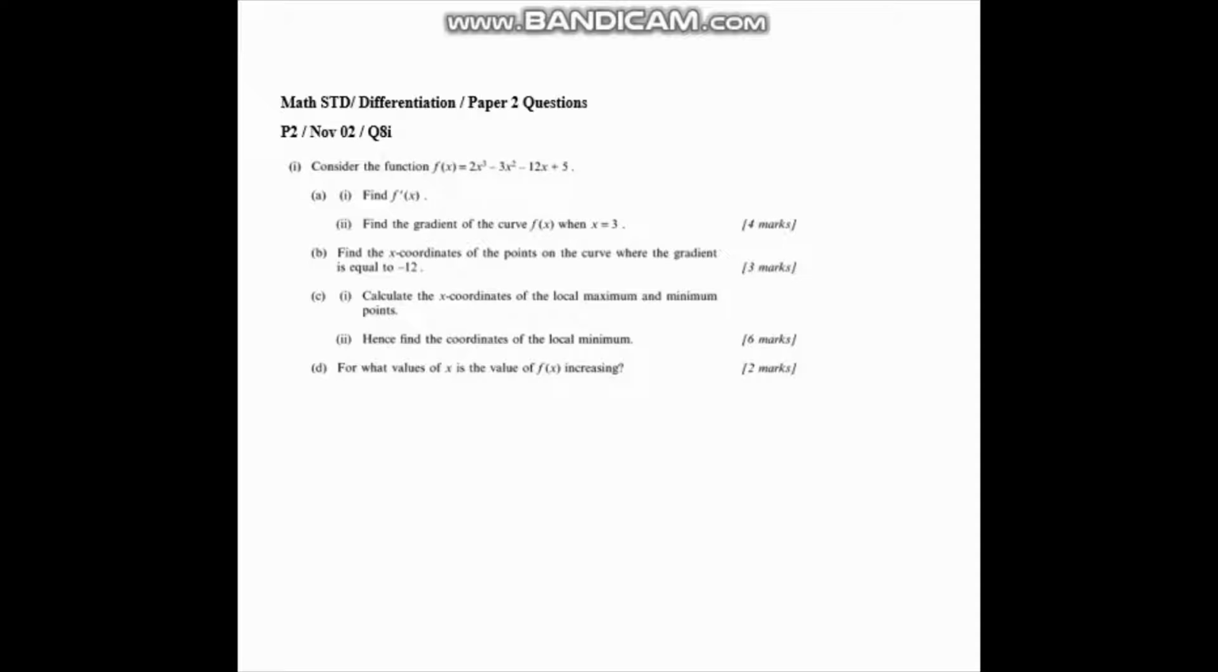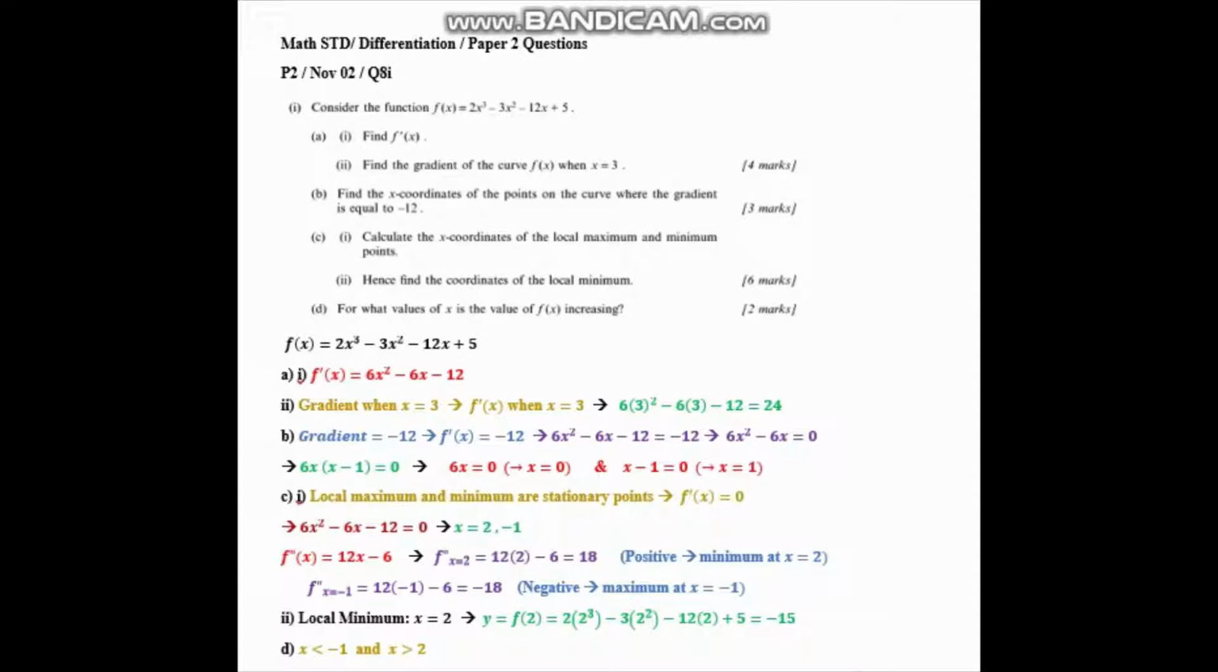I shall now solve paper 2 November 2002 question 8i. Kindly take a minute, attempt to solve, and the answer shall follow through shortly. So in A(i) you are required to find f dash of x given that f of x is 2x to the power of 3 minus 3x squared minus 12x plus 5, rewritten in black right there. So this is simple differentiation and there is your derivative function.